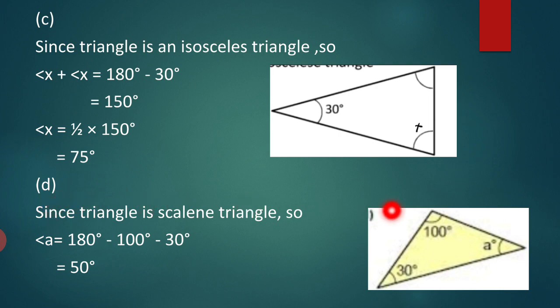Here is D part, students. The figure is about a scalene triangle because all the three sides are different. So in order to find angle A, what you have to do is subtract the known angles from the sum of a triangle, 180 degrees. So angle A is equal to 180 degrees minus 100 degrees minus 30 degrees, which gives you 50 degrees.